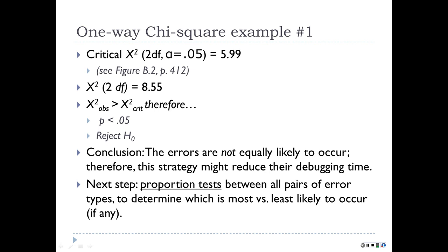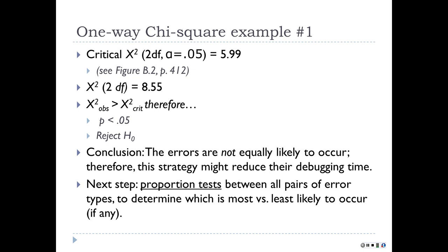There's no two-tailed, one-tailed, left, right. It's all to the right, and it's always just, is observed bigger than critical, the end. If your chi-squared is big, it's more significant, the end. It's like F, it's very simple. So the observed chi-squared is greater than critical, therefore P is less than 0.05. We don't know exactly what P is, and we don't care. It's less than 0.05. We reject the null hypothesis.